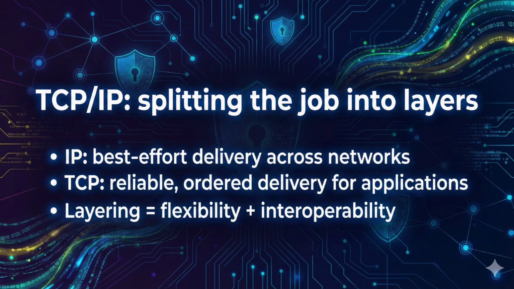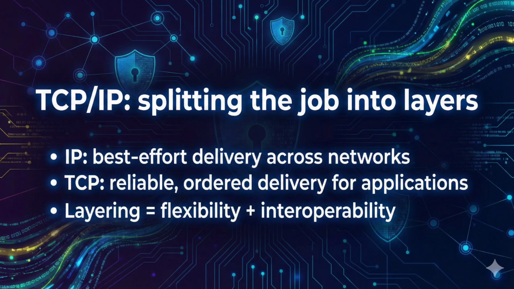Here's the big conceptual leap. Don't make one gigantic protocol that does everything. Instead, split responsibilities into layers. The Internet Protocol, IP, focuses on addressing and forwarding, getting packets from a source network toward a destination network. IP is best effort. It tries, but it doesn't promise delivery, order, or perfect timing. Then TCP sits above IP and provides what many applications actually need: a reliable, ordered byte stream. TCP handles retransmissions, sequencing, flow control, and later, congestion control.